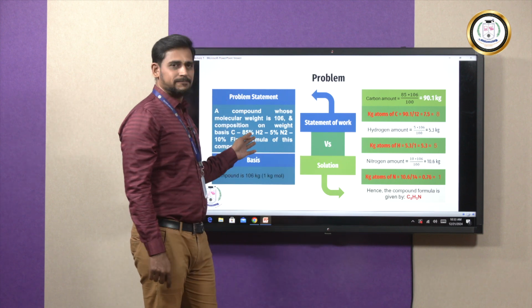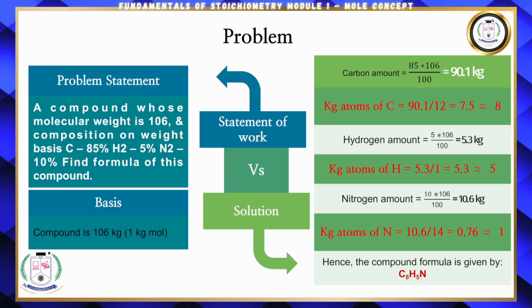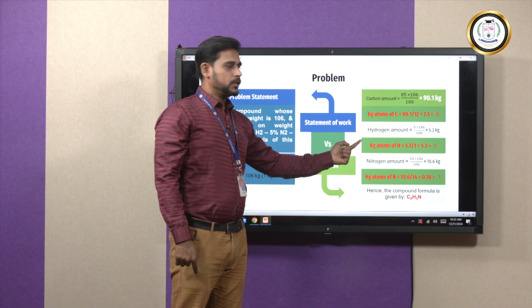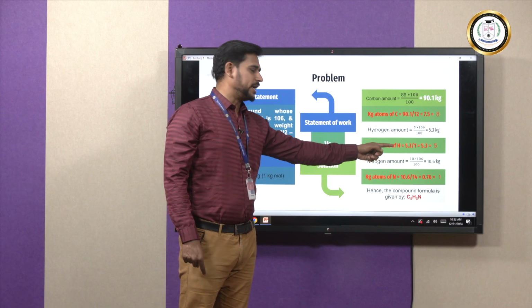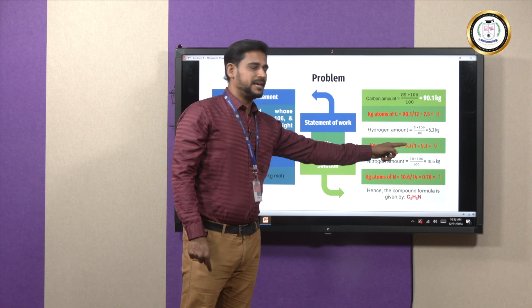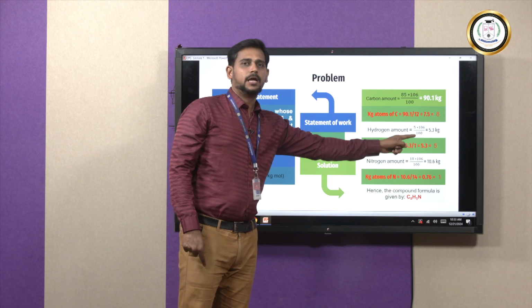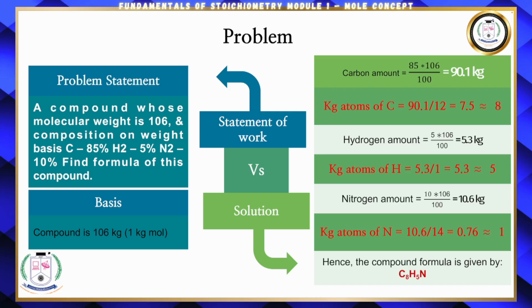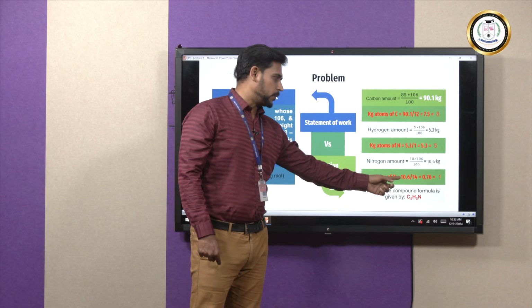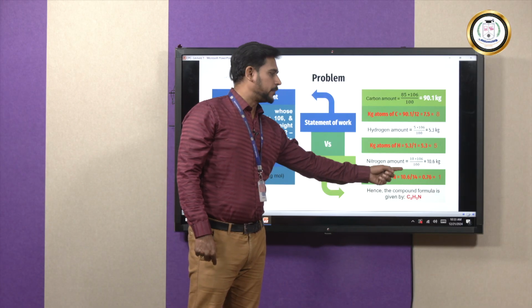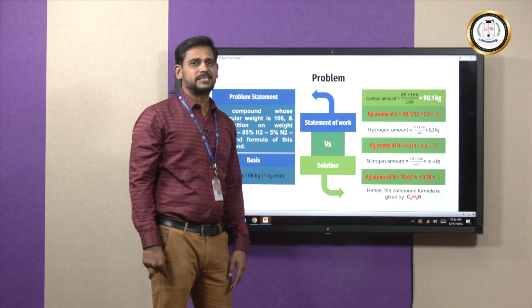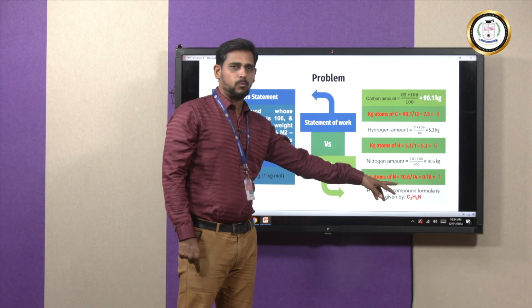Similarly, hydrogen is 5%. 5% of 106 is nothing but 5.3 kg. Again, divide it by the atomic weight of hydrogen. So 5.3 divided by 1 is 5.3. Round it up, you get 5. Nitrogen is 10% of 106. So 10 by 100 into 106 is 10.6 kg. Divide by the atomic weight of nitrogen, 14. So 10.6 by 14 gives 0.76. Rounded up, it will be 1.